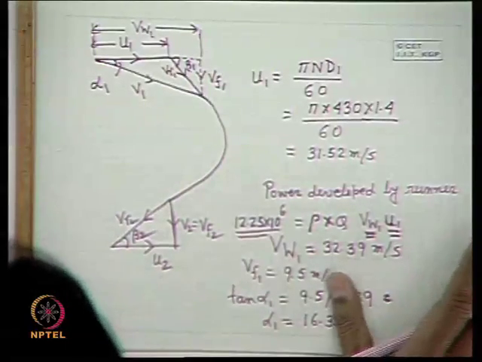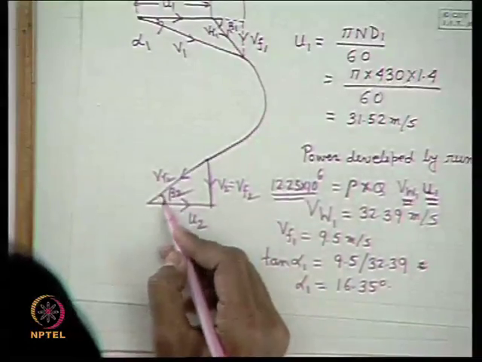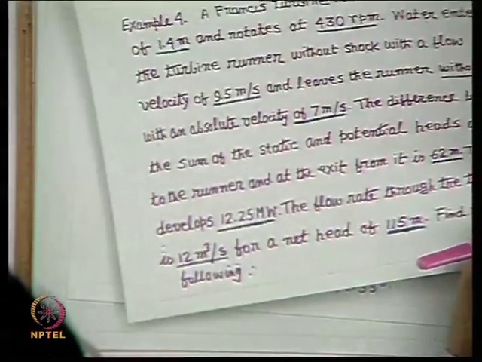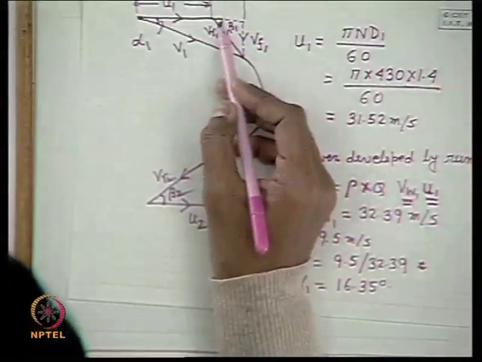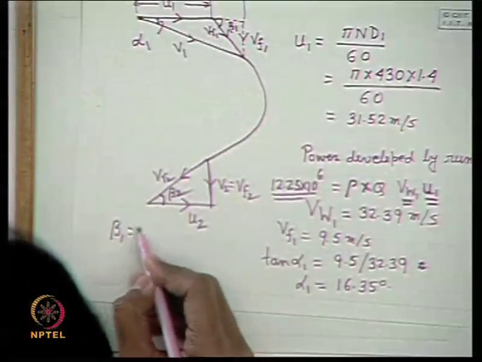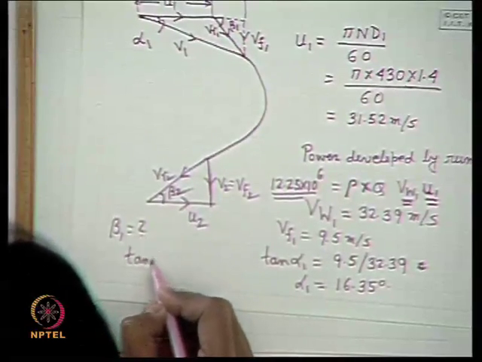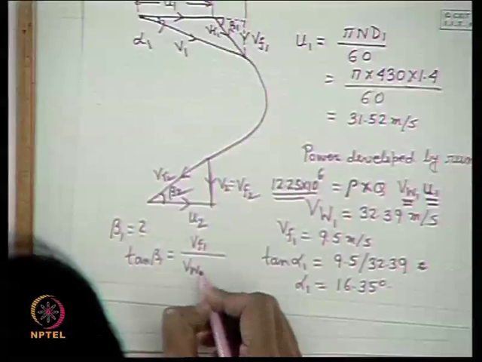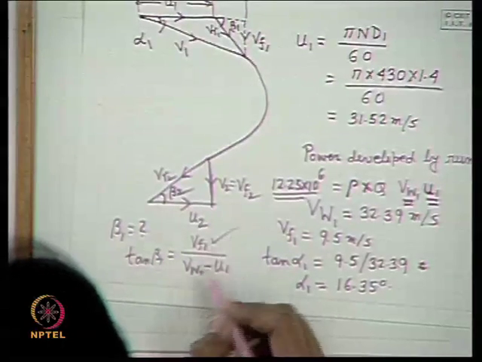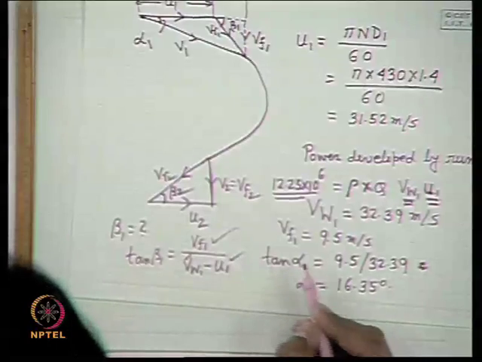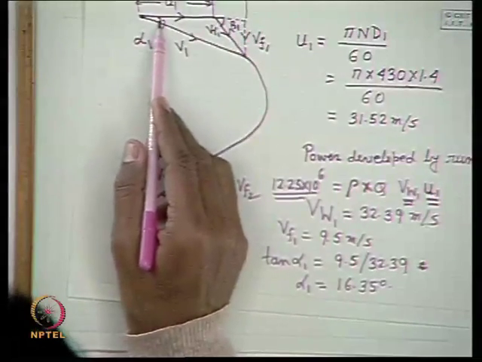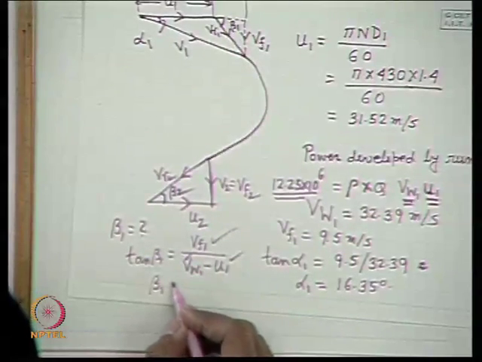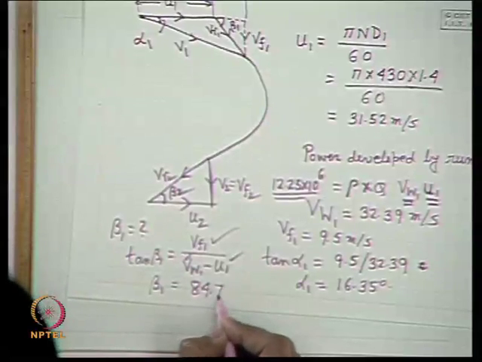Check it. Now, which angle will we have to find out, beta 2 or beta 1? At entry to the runner, that means we will have to find out beta 1. How to find out beta 1? If I write tan beta 1 is VF1 by VW1 minus U1. So you know VF1, you know VW1, you know U1. VW1 you know, since you know alpha 1, so VW1 is V1 cos alpha 1. So this will give you a value of beta 1 equal to 84.77 degree.